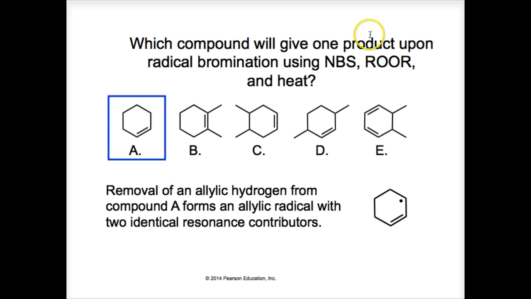Notice it says it will give one product. All these others have substituents that will allow multiple products. But if we take this compound in the presence of NBS, which is a source of bromine, heat and peroxide, which makes the bromine a radical, the bromine radical will remove an allylic hydrogen, which could be here or here, either way is the same, forming an allylic radical, which is what will be the product.